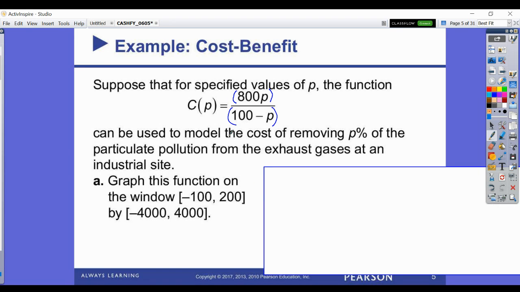Now, in order to see this, we're going to have to change our window. It was nice enough to tell us what window to use so that we can see a nice graph. So get that put in your calculator, pause the video, and then take a look.